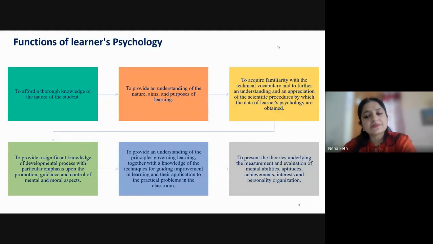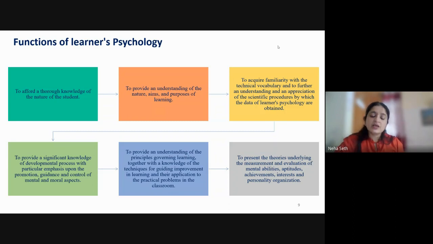It also helps us acquire familiarity with the technical vocabulary and further an understanding and appreciation of the scientific procedures by which the data of learner psychology are obtained. Since we as teachers now know our students and understand them pretty well, we can choose the right words, techniques, and procedures that can be applied to my class.